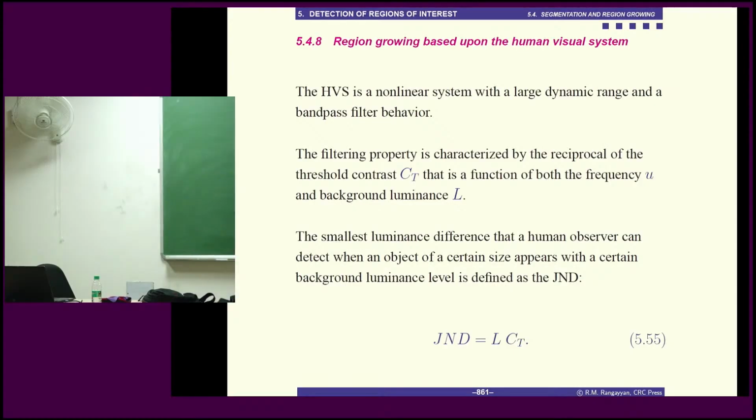All right. So my PhD student Liang Shen developed another criterion for region growing based on the human visual system. We mentioned earlier that in the human visual system we have certain thresholds for detection based on contrast, and one of them is the criterion of JND, or just noticeable difference. And we express that as L·CT, where CT is a threshold contrast and L is the background luminance. Like CT could be 2%, 0.02. That's the threshold of perception.